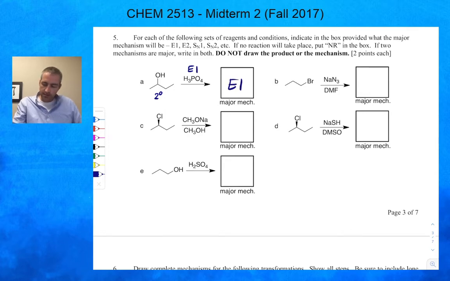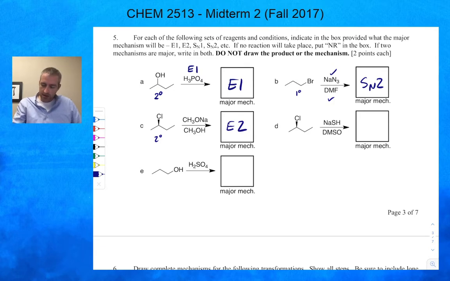B, we have a primary alkyl halide with a really strong nucleophile with a polar aprotic solvent which favors SN2. Everything here is a fantastic setup for SN2. This one is a secondary alkyl halide with a small alkoxide. Small alkoxides prefer to do elimination if they can. If it's a primary alkyl halide, it'll still do SN2, but secondaries will do mainly elimination by E2.